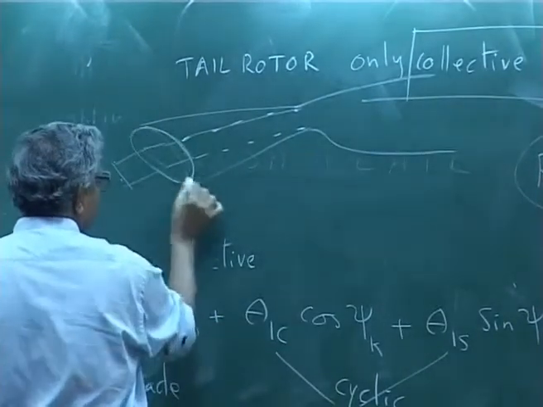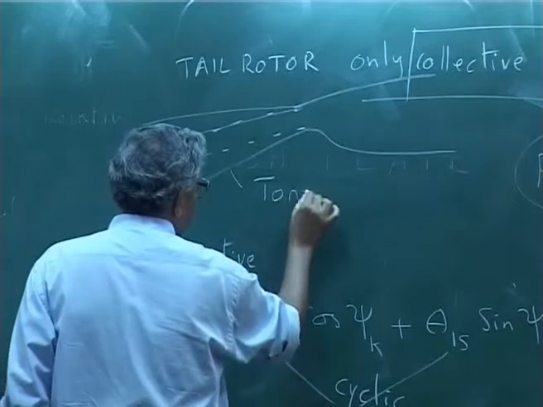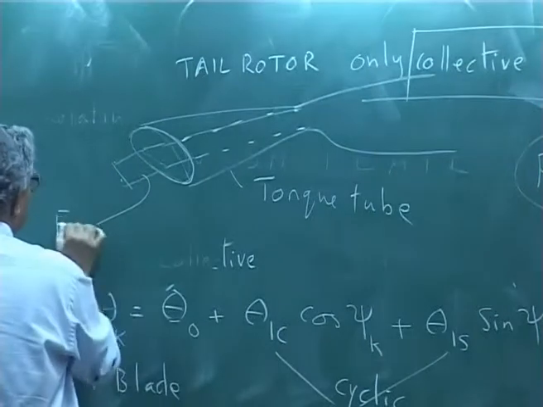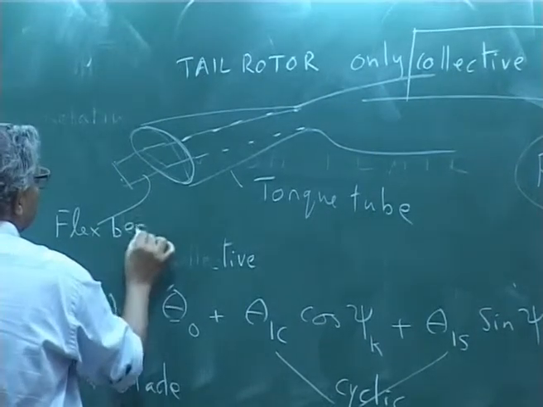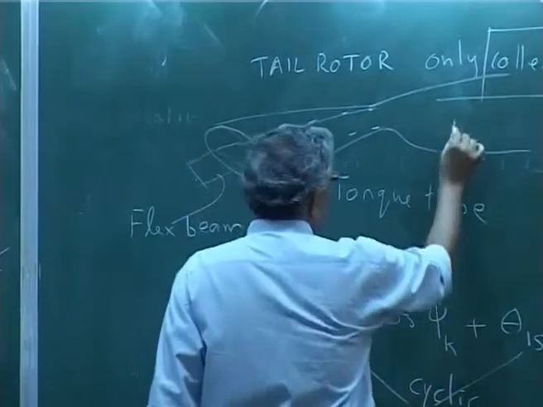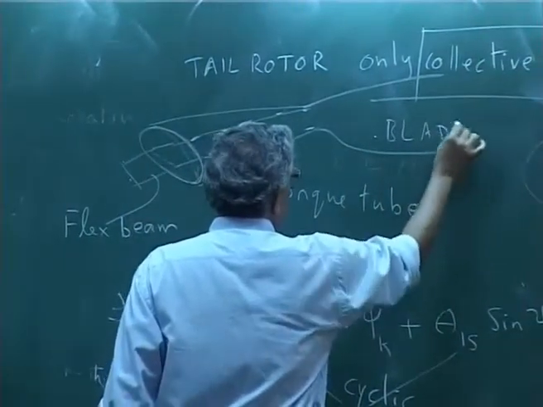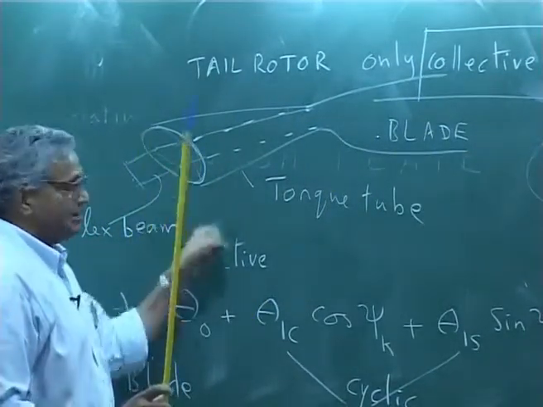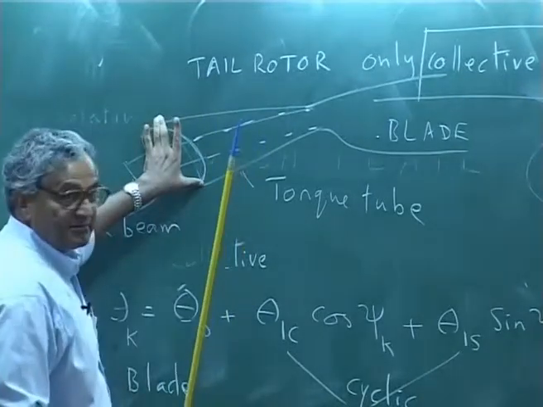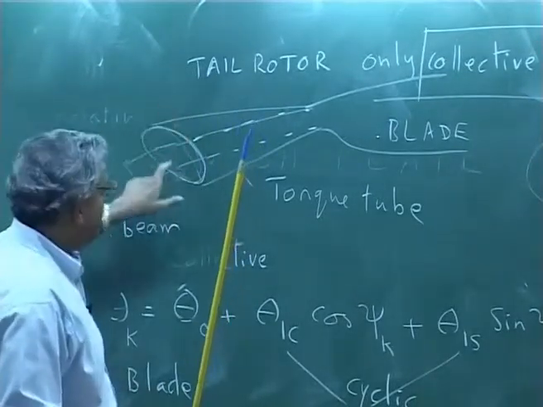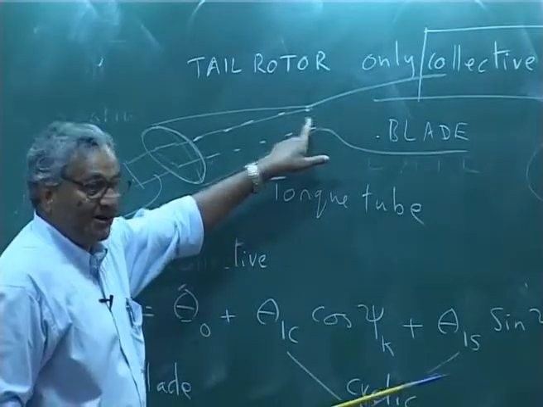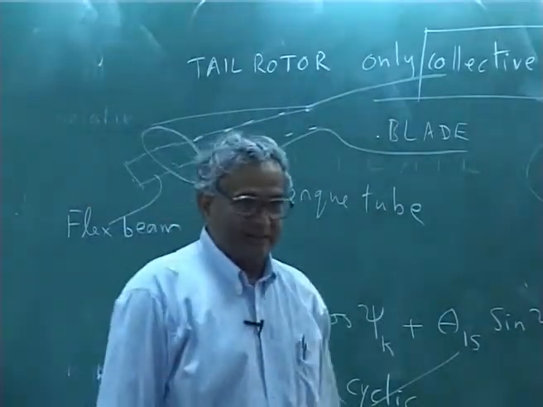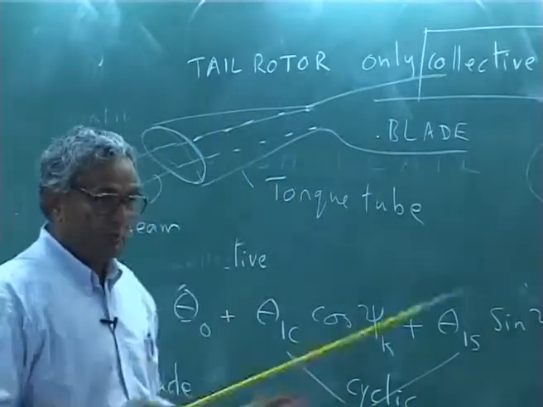This is the outer, called the torque tube. This is called the flex beam, and this is the blade. Now, what you do is you have a lever attached to this, you move the lever up and down. That means this will twist. When it twists, it will twist at this end of the flex beam, and then the blade pitch angle will change. But now this is a several path, load path.